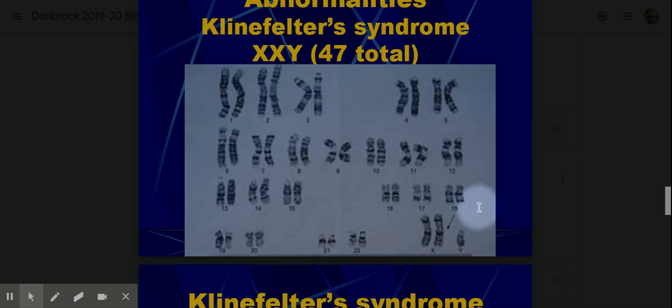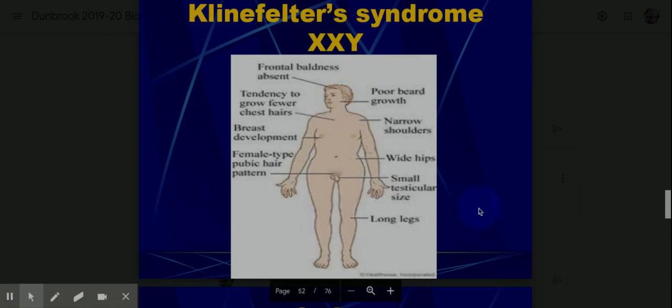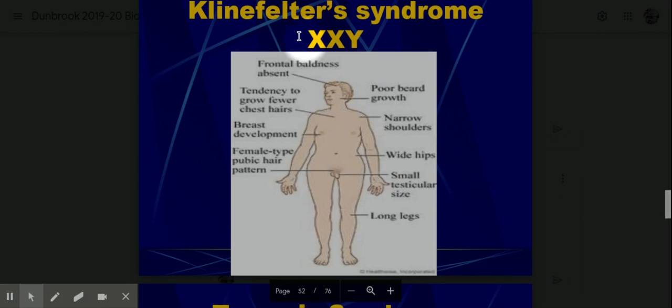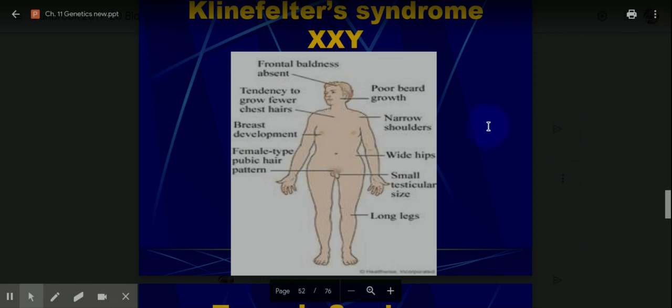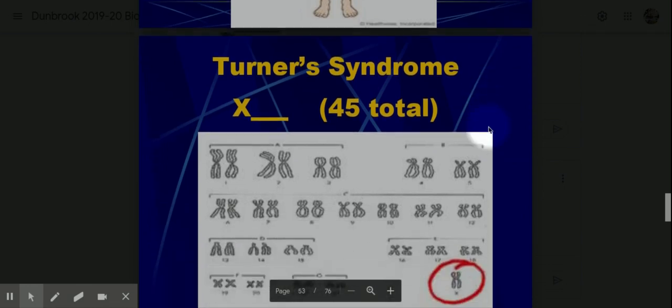So what kind of symptoms would this have? Well, it makes sense that Klinefelter syndrome people are technically males because they have a Y chromosome, but because they have not only one X but two X's, they tend to have a lot of female tendencies, okay? And it just makes sense because that's the chapter that has the error.